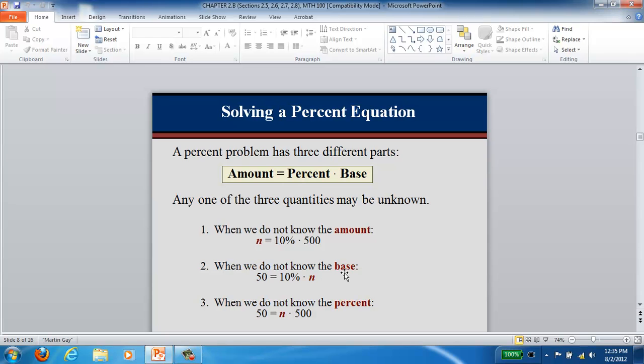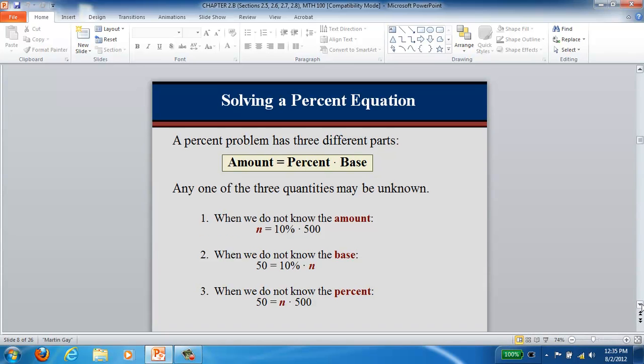When you do not know the base, you are solving for the base. Therefore, the amount, which is 50, equals 10% times n. And then when you do not know the percent, you know the amount and you know the base. Solving for n, here you would divide both sides by the 500 and solve for the percent.